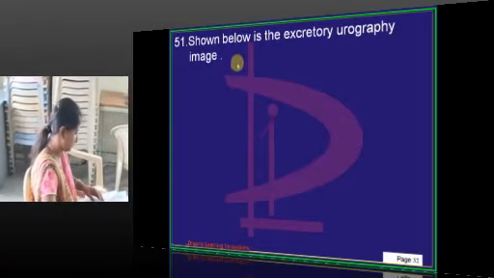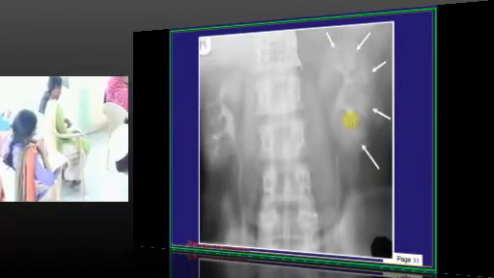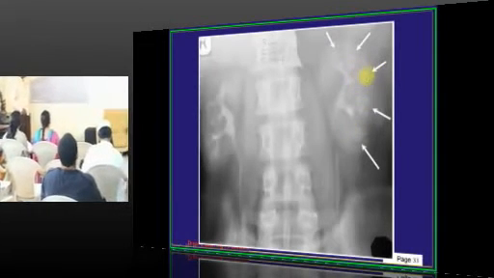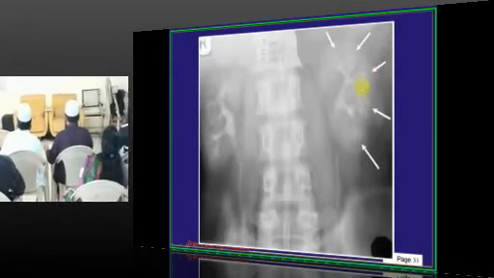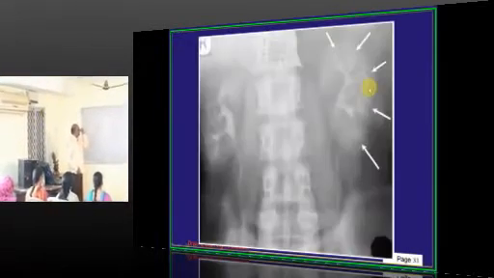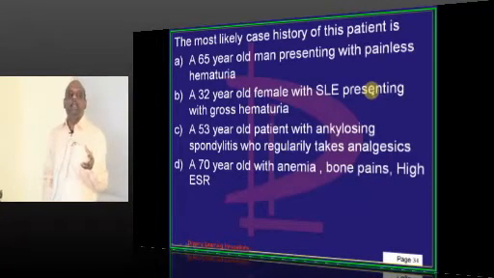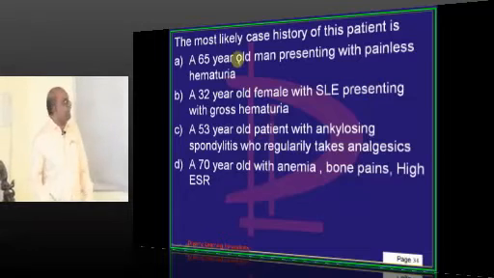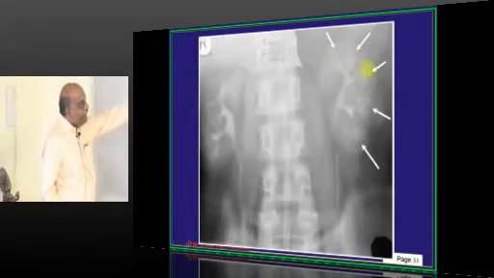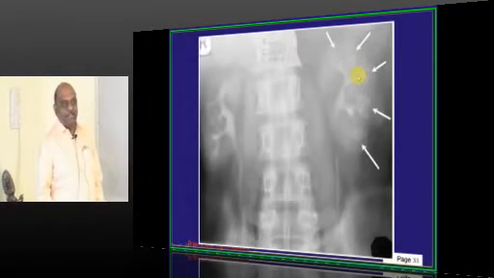Now here we show you the presence of an excretory urography. What is this sign called? A ring sign in the pelvicalyceal system is what you are able to see. What we are asking you is, what is the most likely case history in this given case? Where do you find this kind of ring shadows? Whenever there is a papillary necrosis.